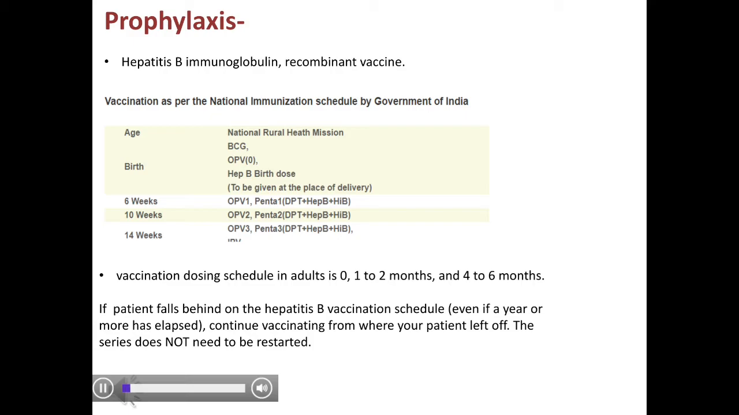Prophylaxis for hepatitis B is hepatitis B immunoglobulin and recombinant vaccine. Vaccination as per the National Immunization Schedule by Government of India is given at birth, at 6 weeks, 10 weeks and 14 weeks. The dosing schedule in adults is 0, 1 to 2 months and 4 to 6 months. If patient falls behind on hepatitis B vaccination schedule, even if a year or more, the vaccination is continued from where the patient has left off. There is no need to restart again.